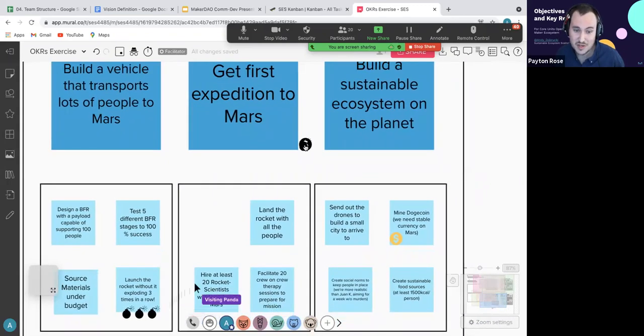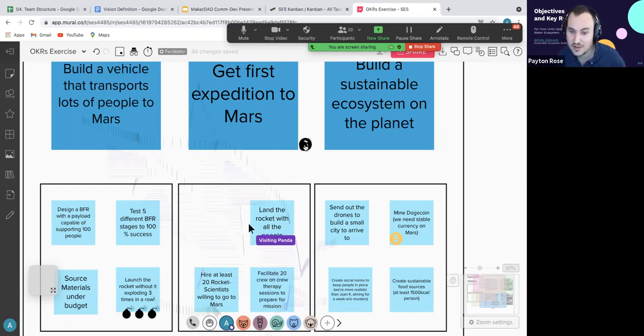For getting the expedition to Mars, we want to design and test systems for quality of life, spending no more than 20% of payload on dietary needs. Going to land the rocket with all the people on Mars. Hire at least 20 rocket scientists who would be willing to go. I guess I probably should have started with that one. As well as facilitate at least 20 crew-on-crew therapy sessions to prepare for the mission.